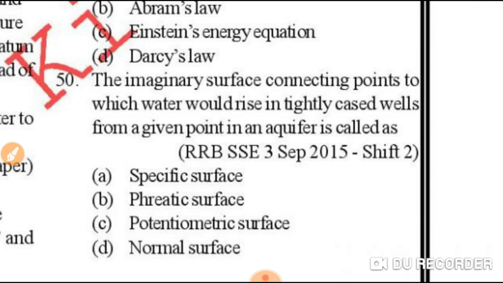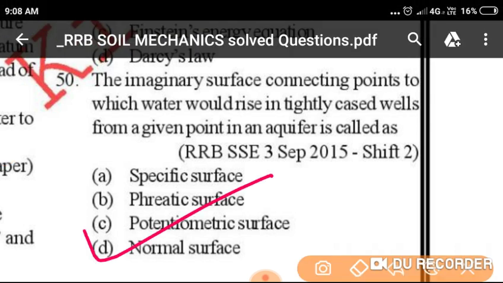The imaginary surface connecting points to which water would rise in tightly cased wells from a given point in an aquifer is called: option A, specific surface; option B, phreatic surface; option C, potentiometric surface; option D, normal surface. So the imaginary surface connecting points to which water would rise in tightly cased wells from a given point in an aquifer is called a normal surface.